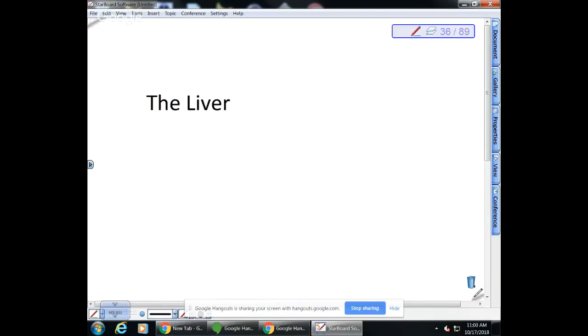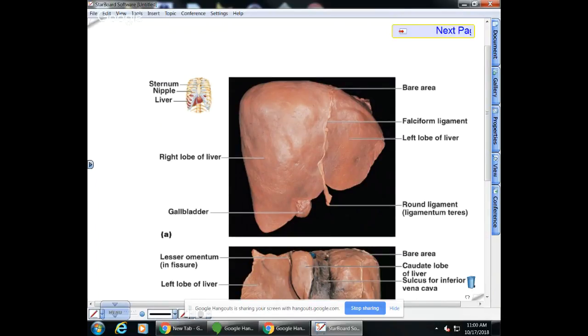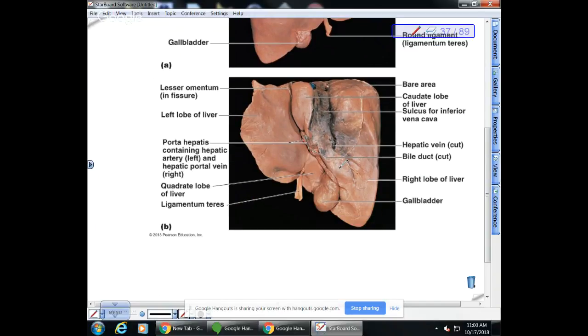If we look at a picture of it, this is from a cadaver. You can see this is the front part, the anterior part. It has different lobes. You have a right and a left lobe. And then this is just a ligament that corresponds to a blood vessel that you once had when you were a fetus. This is the gallbladder right there. It sits right underneath. It's not green, obviously, but that's what stores your bile.